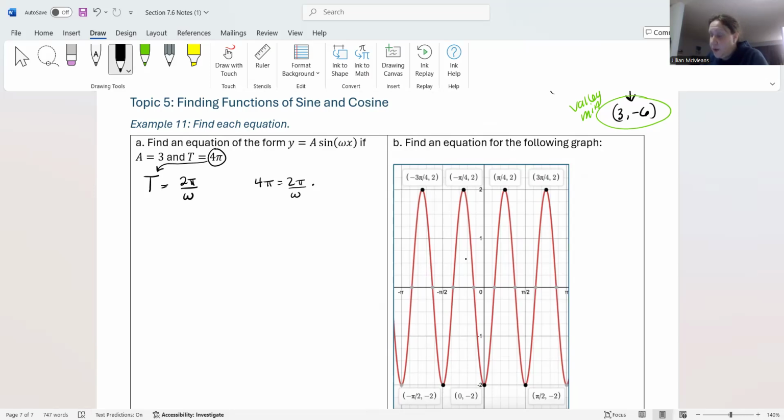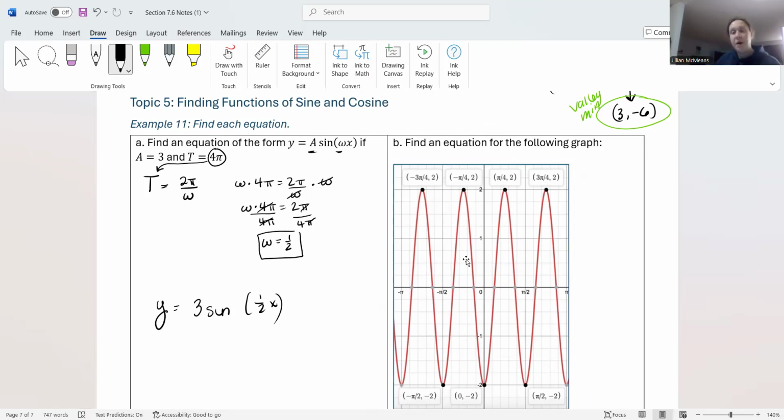If I were to solve this, I would multiply both sides by omega first. The omegas on the right cancel, leaving me with omega times 4 pi equals 2 pi. In order to get omega alone, I need to divide both sides by 4 pi. So the 4 pi's cancel on the left, leaving me with just omega. And then on the right, the pi's cancel, and 2/4 reduces to 1/2. So now we have that omega is 1/2. We know that a is 3, so all we have to do is fill in a and omega. So y equals 3 sine of 1/2 x.